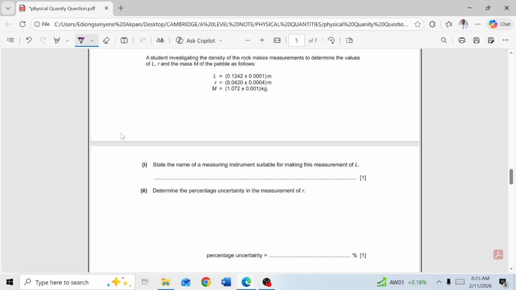State the name of the measuring instrument suitable for measuring L. In your learning, meter rule is measured to 1 millimeter. Vernier caliper is measured to 0.1 millimeter. That is the least it can measure. While micrometer screw gauge can measure to 0.01 millimeter. Now, let's use that to check. If L is 0.1242 meter, let's change it to millimeter, multiply it by 1000 to change to millimeter.